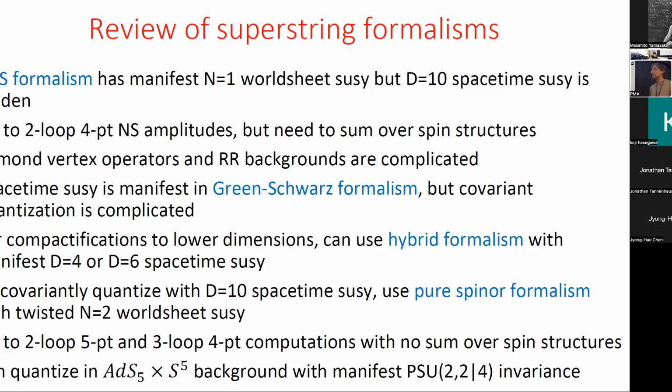So Mafra and another student of mine, Gomez, were able to compute 3-loop 4-point and also 2-loop 5-point amplitudes together with Oliver Schlotterer. So these are things beyond the RNS computation. And of course, spacetime supersymmetry is manifest in the answer, and there's no sum over spin structures. So it's a very simple formula, but we still don't know how to relate these computations with the RNS computation.